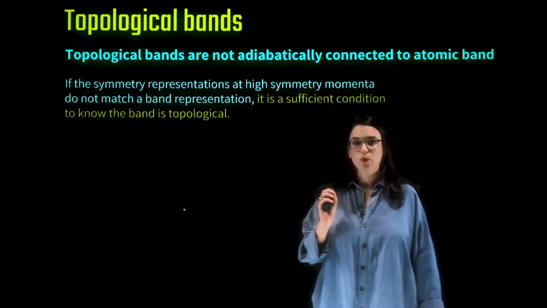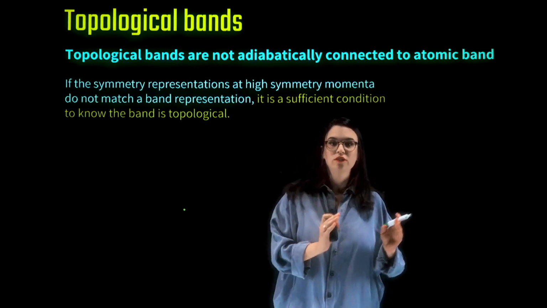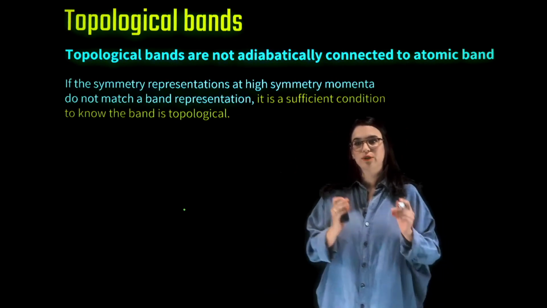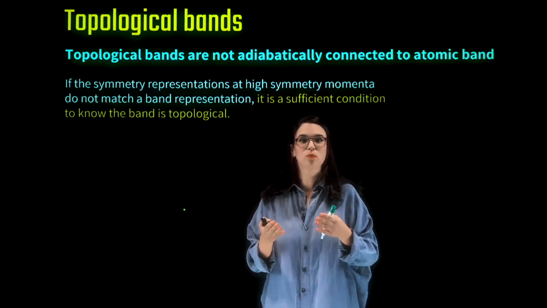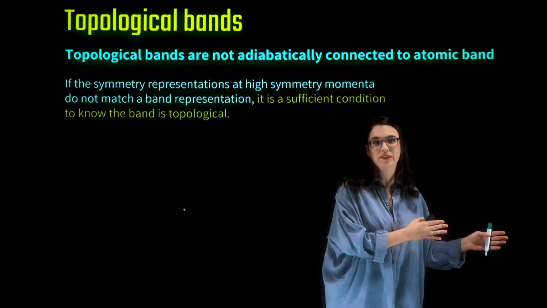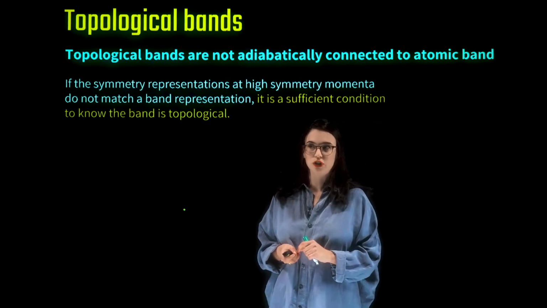So let us make a quick recap here. Topological bands are those which are not atomic bands, and therefore if we know that the symmetry representations of these bands are not compatible with any atomic band, this is a sufficient condition to know that these bands are going to be topological.